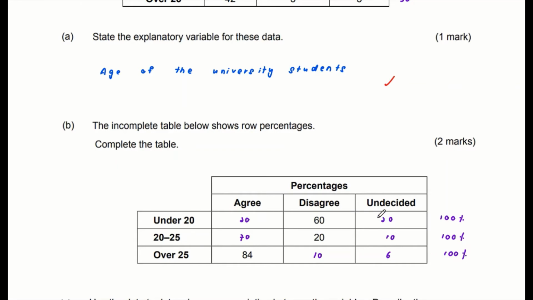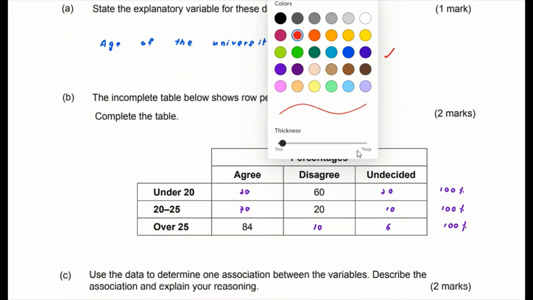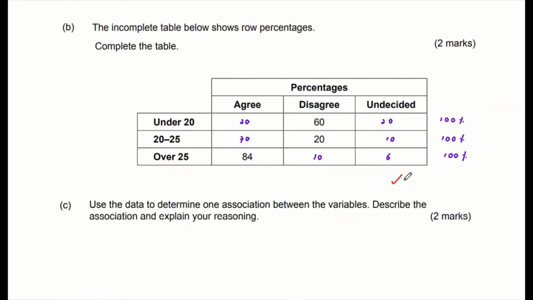So for this table, if everything is correct, then you will be able to get 1 mark. So at least 3 percentages to get your first mark. Which means in this case, if you are able to get 3 correct, you get the 1 mark. 1, 2, 3, 4, 5, 6. So if you get all 6 correct, then you get the second mark.